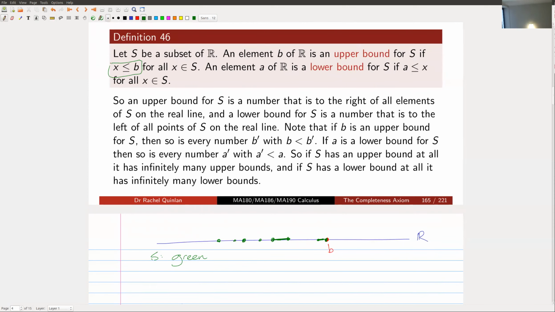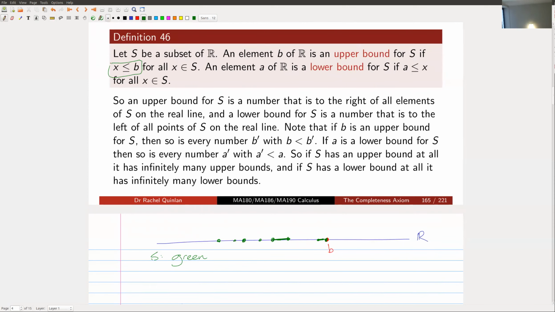This is another way to think about it, maybe, that some people might prefer. B is an upper bound for S if, thinking about it in visual terms, in terms of the number line, no point of S is to the right of B on the number line. So if there's no green point to the right of B, then B is an upper bound for the set of green points, which is the set that we're calling S.